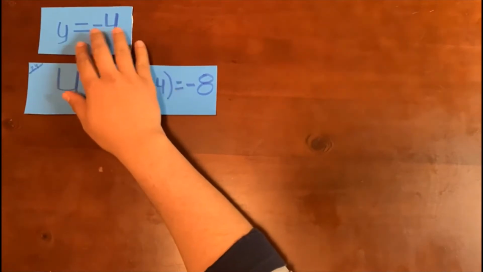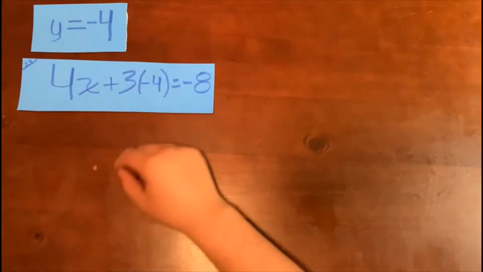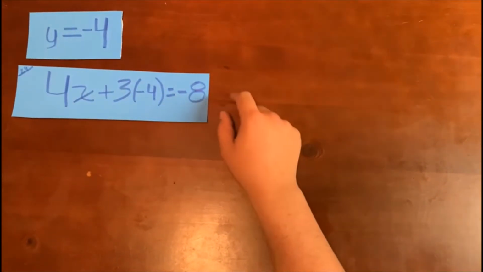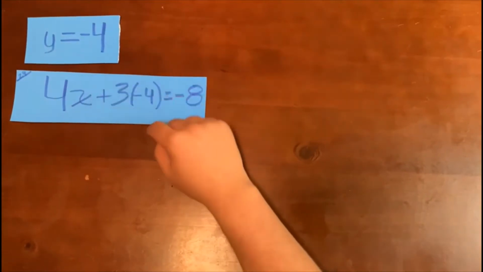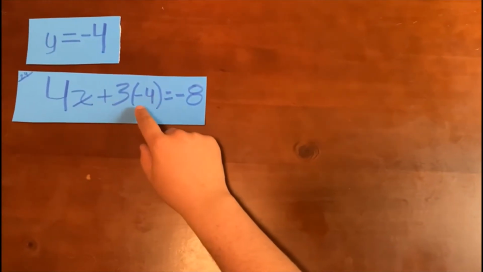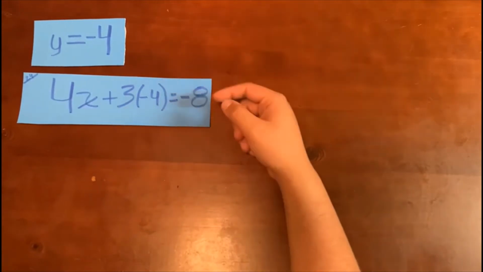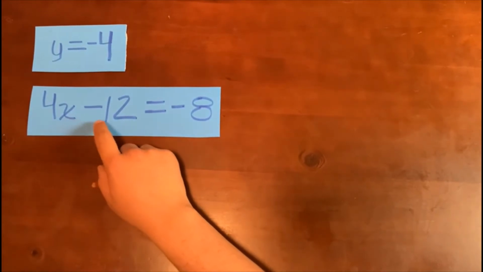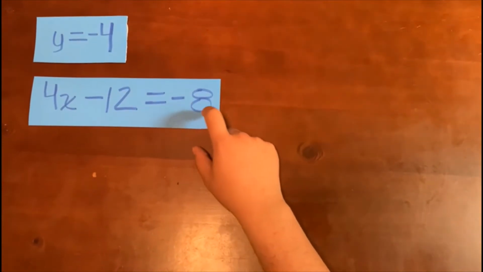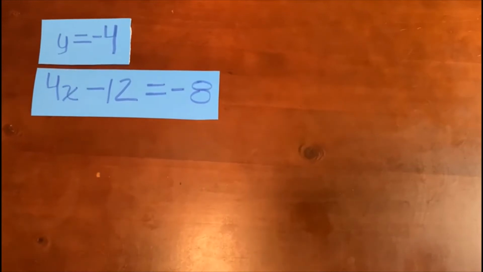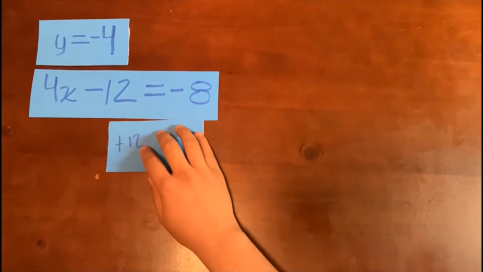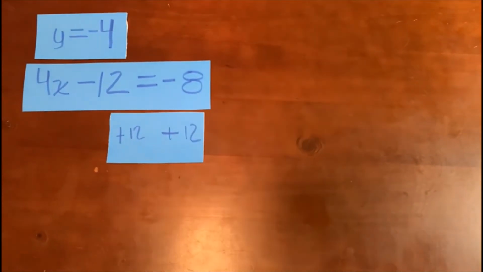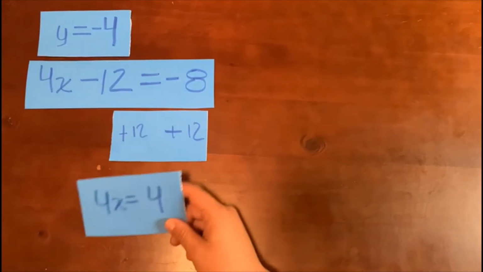Now that we know the value of y is -4, we go ahead and grab our first equation, 4x plus 3y equals -8. We now substitute y, putting in 3 times -4. We go ahead and work it out, and we get 4x minus 12 equals -8. We cancel out the 12, we add up -8 plus 12, and we get 4. We bring our 4x.